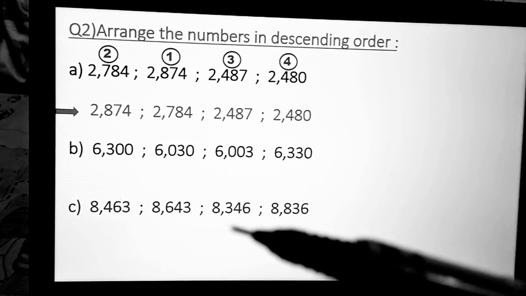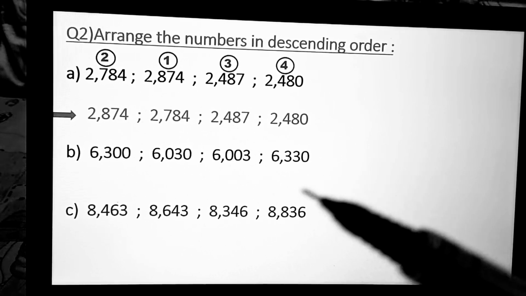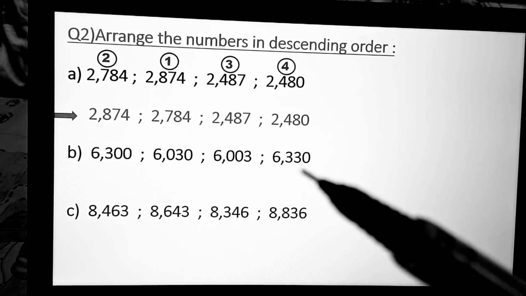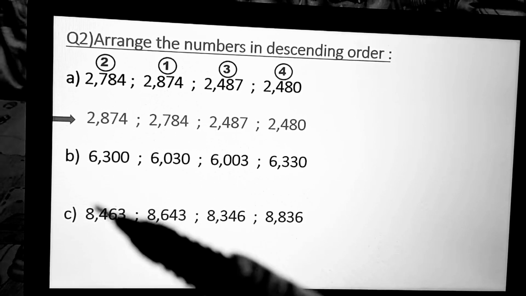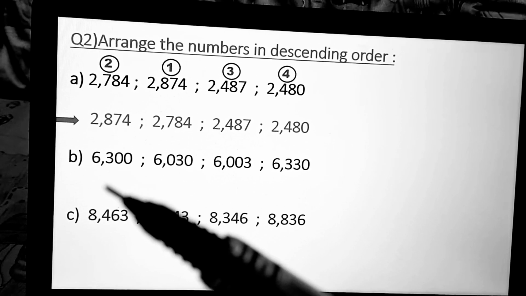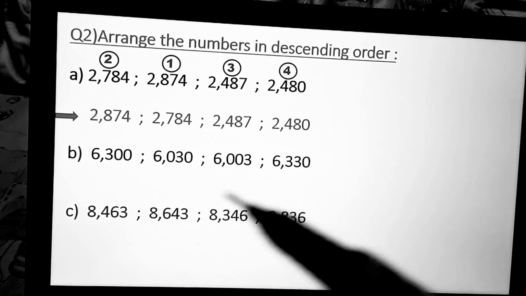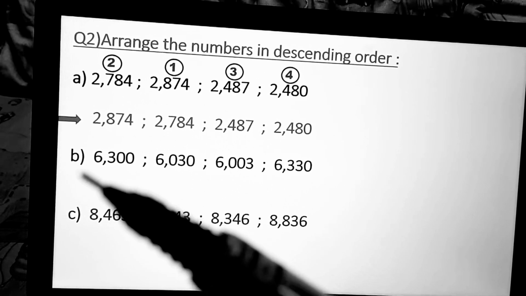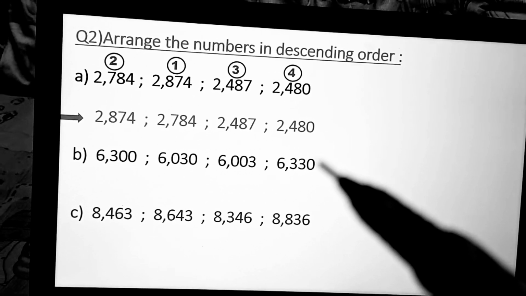Now move to the question number B, children. Here again you can see 4 numbers are here. Now all are 4-digit numbers, children. Again you compare with the extreme left hand side digit. Here 6, 6, 6, 6. Same. Next digit you see 3, 0, 0, 3. So this is also 3. Here is also 3. So we have to get which is the greatest, first number or the last number.